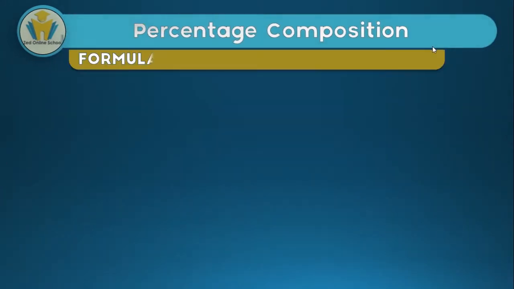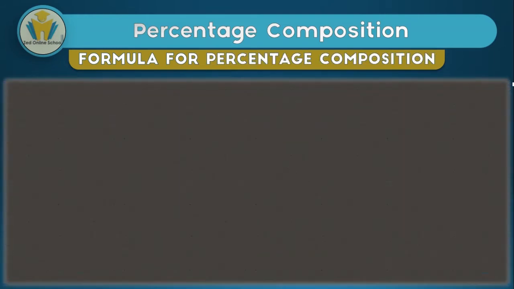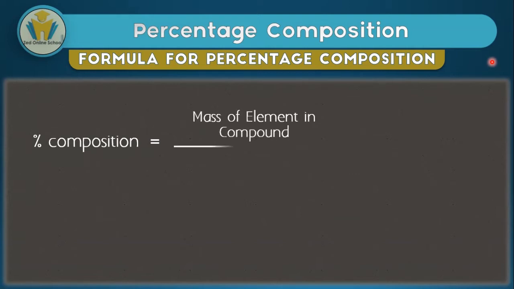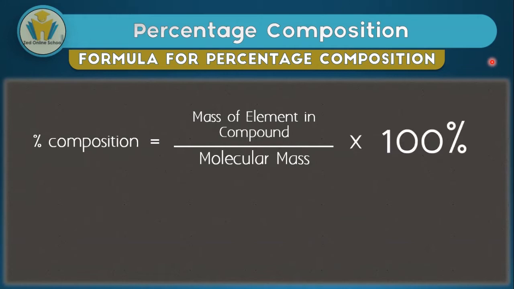Now, let's talk about the formula of percentage composition. Without this formula, we can't do anything much. Percentage composition, like we talked about, is the percentage of an element's mass in a specified compound. So the first thing we need to know is the mass of an element in a compound, and we're going to put it as the numerator. Then the denominator is going to be the molecular mass of that specific compound in which a certain element is found. For example, we have water.